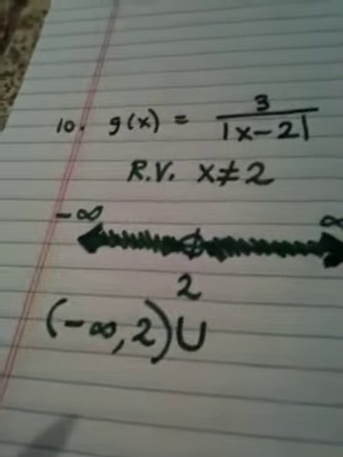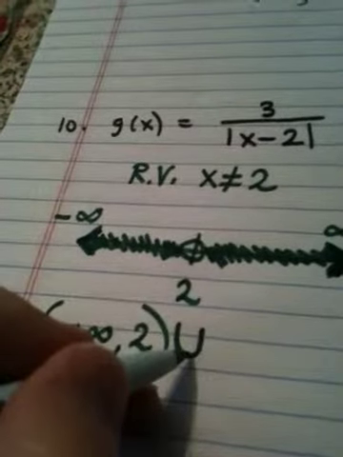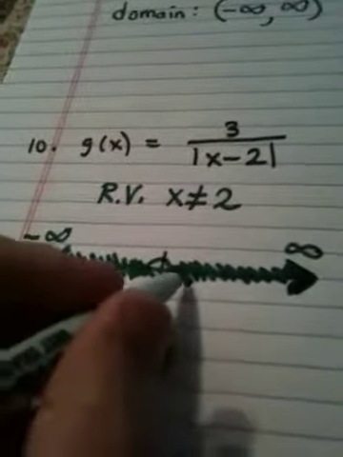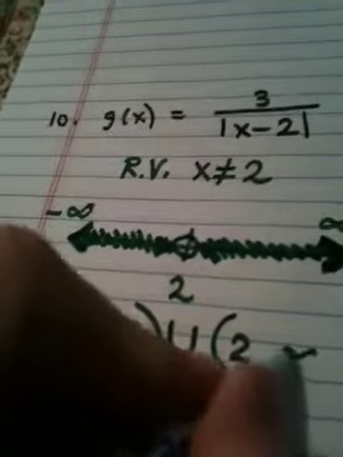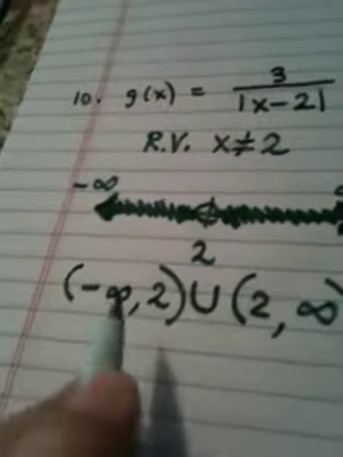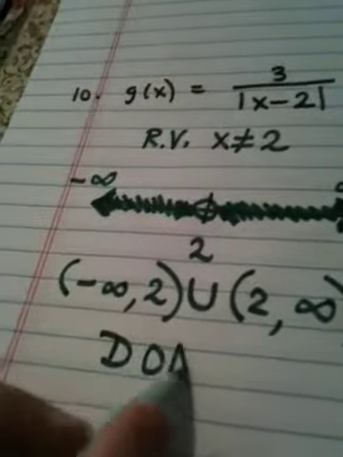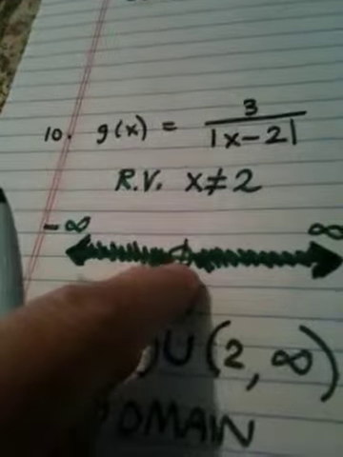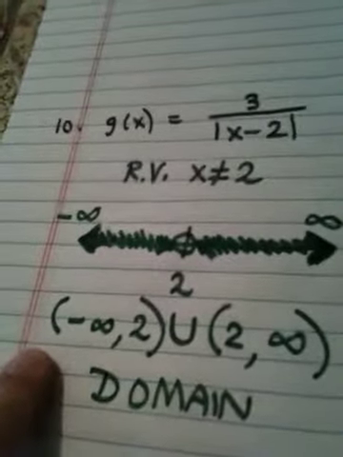You're hopping to another section. In interval notation, you put a union. That's for the word or. But in interval notation, the word or is going to become union. And this portion is going to be written 2 to infinity. So this is my answer for domain. It's not all real numbers. It's all real numbers except 2. And this is how you're going to write it using interval notation.